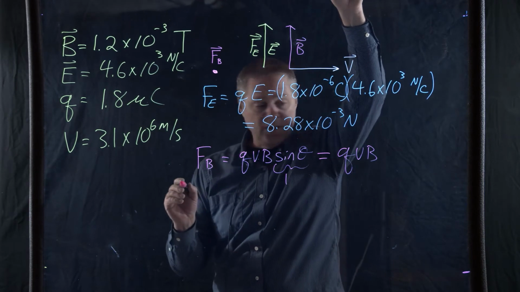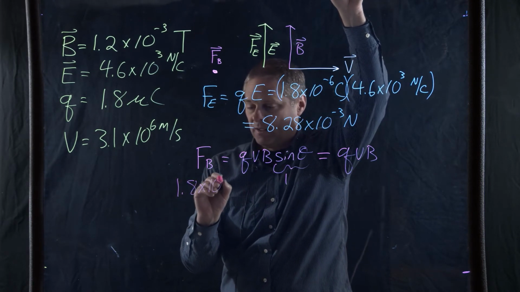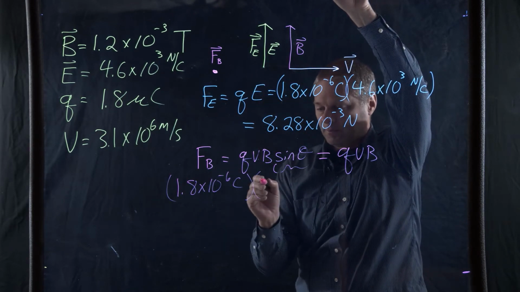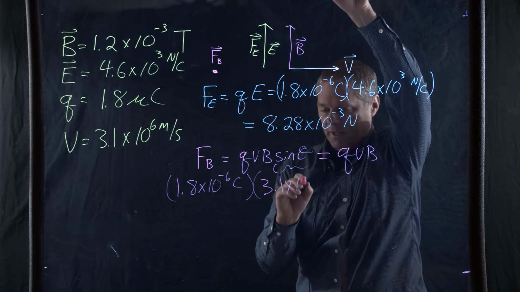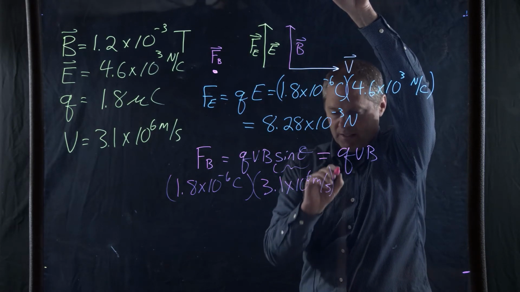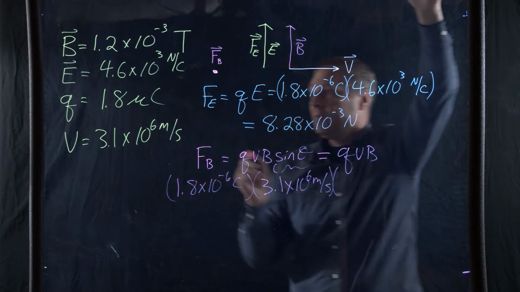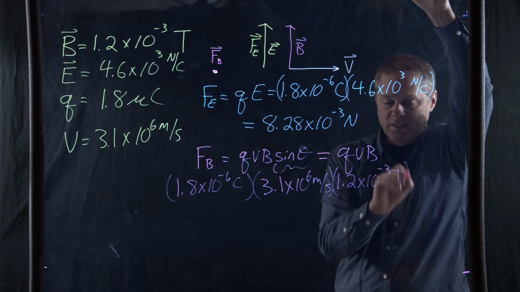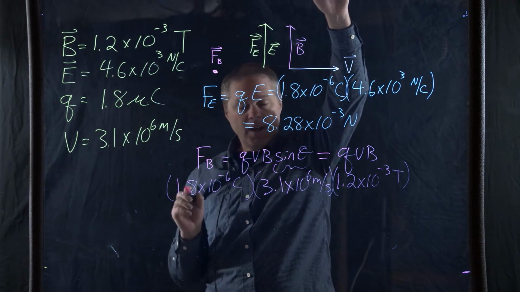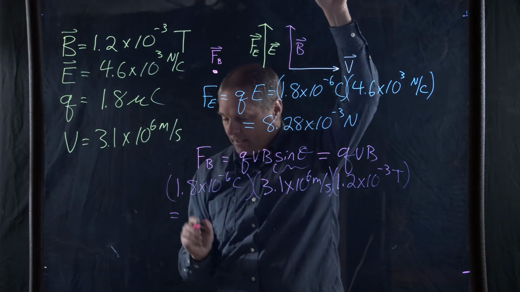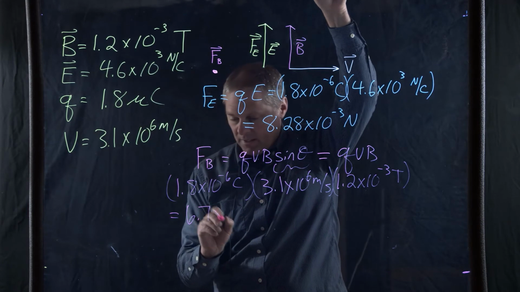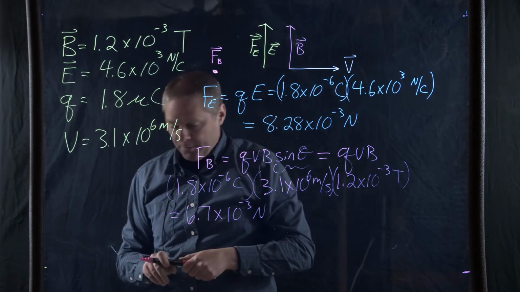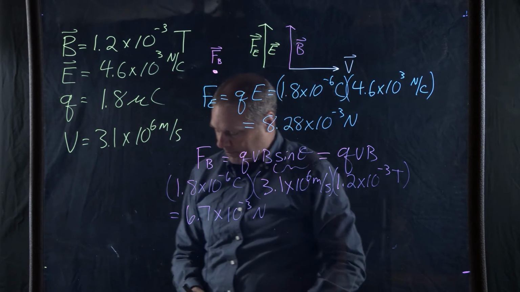We put the numbers in here, so this is 1.8 times 10 to the negative 6 coulombs times our velocity, 3.1 times 10 to the 6 meters per second, times now our B field, which is 1.2 times 10 to the negative third Tesla. And if we do this arithmetic, what we end up getting is 6.7 times 10 to the minus 3 newtons. All right. Now, if we want to find the net force, we have to use the Pythagorean theorem.